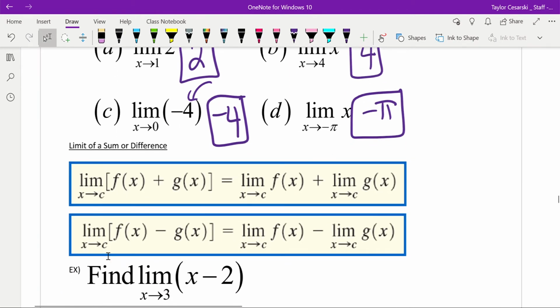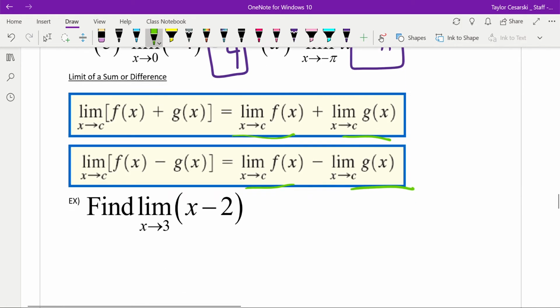Alright, limit of a sum or difference. So we're going to go through the long way of this and then hopefully notice some patterns here. Oops, just dropped my pen. Alright, so if we break down a limit of a sum or difference, you're just going to end up adding the limits or subtracting the limits, okay?